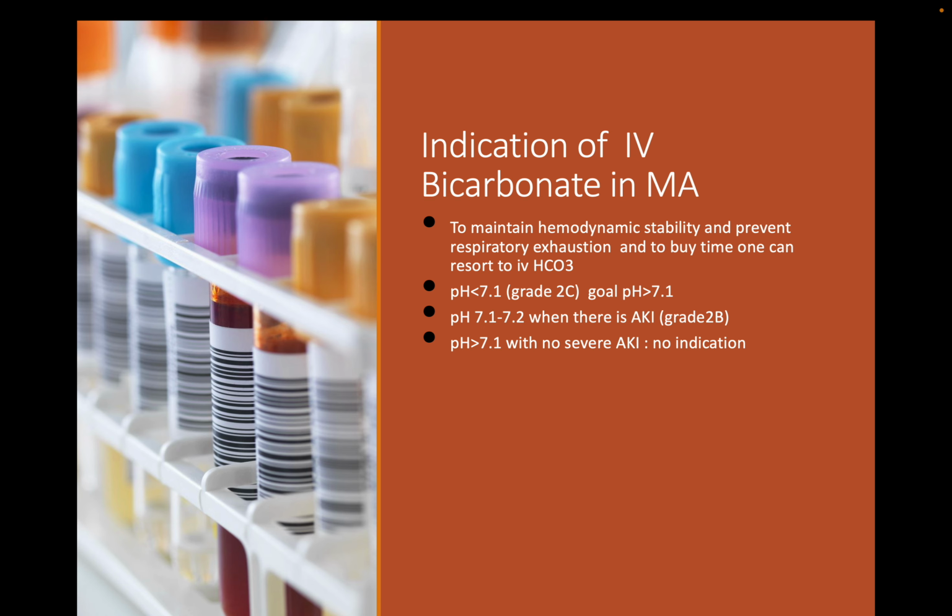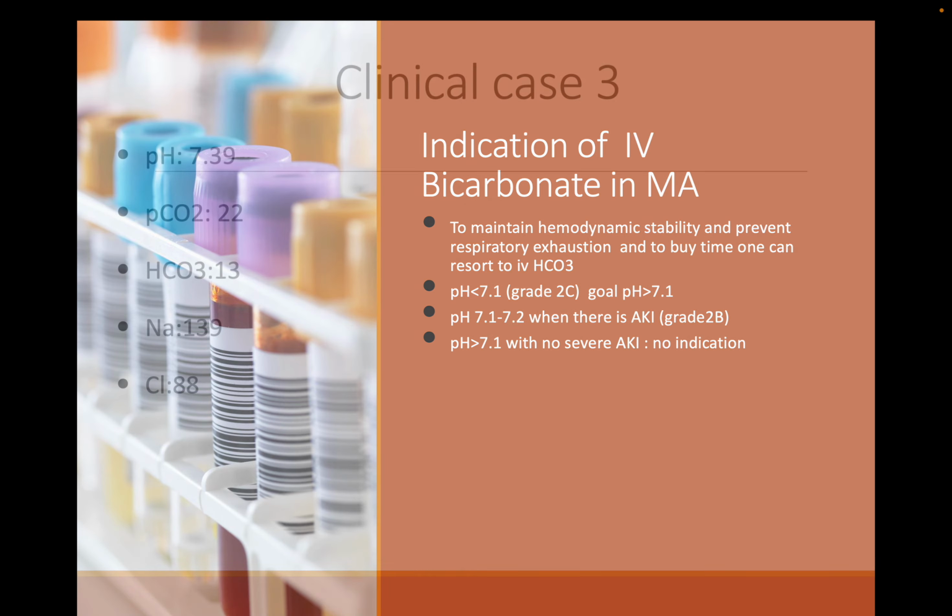If pH is more than 7.1 and no AKI is present, you generally wait on it because the kidney will try to compensate. If pH is 7.1 to 7.2, if severe AKI is there, you generally give bicarb because the kidney is not able to compensate. So that is the indication. pH less than 7.1 is definitely an indication. 7.1 to 7.2 is an indication in the case of severe AKI. If pH is more than 7.1 and no AKI is there, generally no indication is required.